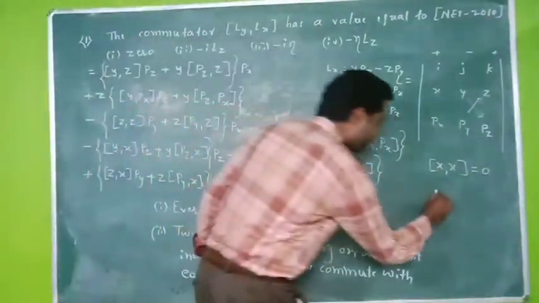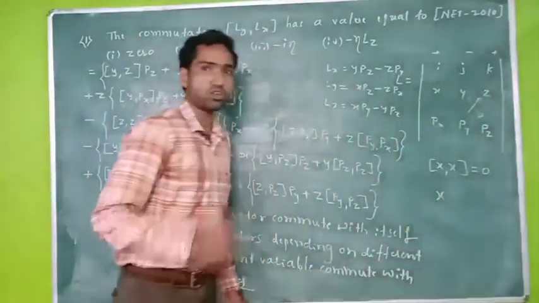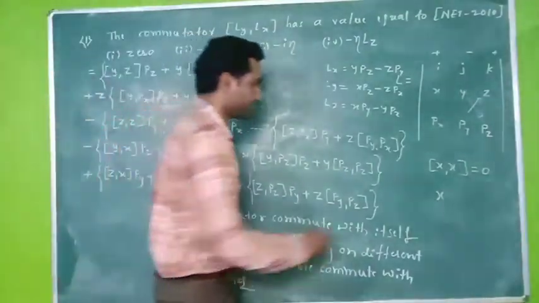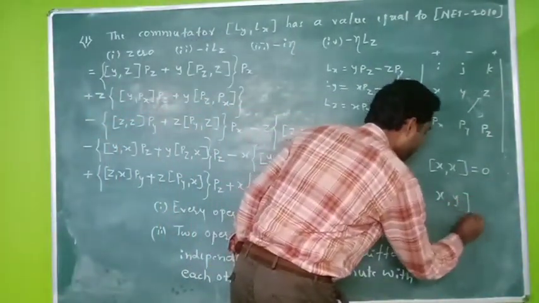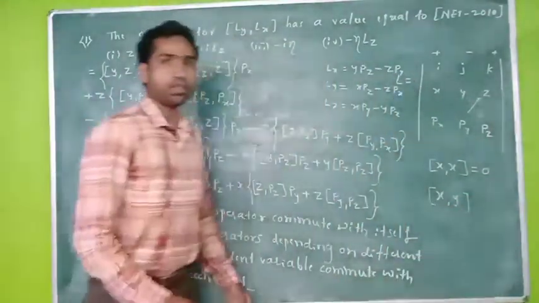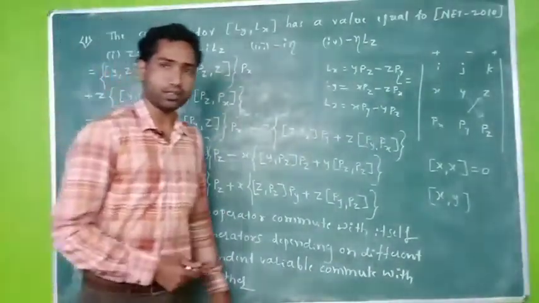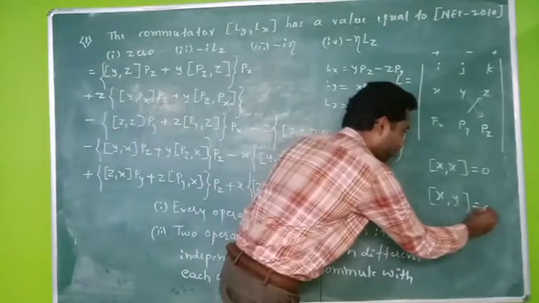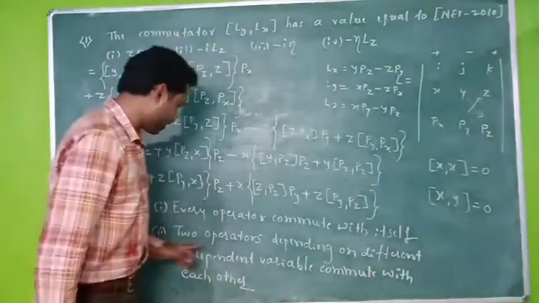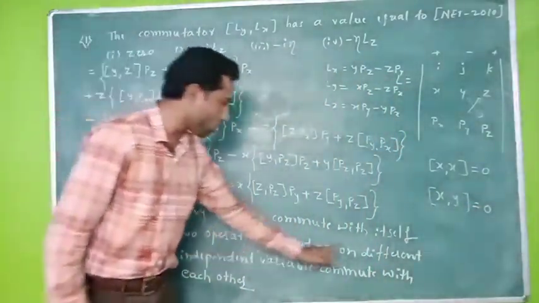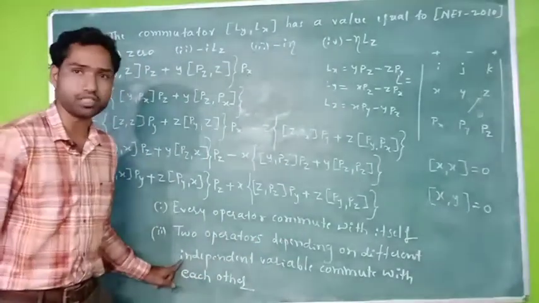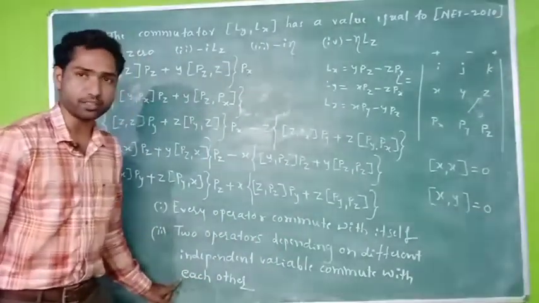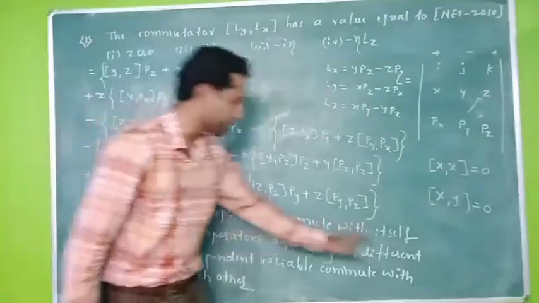So x is the operator which depends on the x variable, right? Similarly, y is one more operator which depends on the y variable, right? So their commutator is always equal to 0. That means two operators depending on different independent variables commute with each other. That is the meaning of this statement.